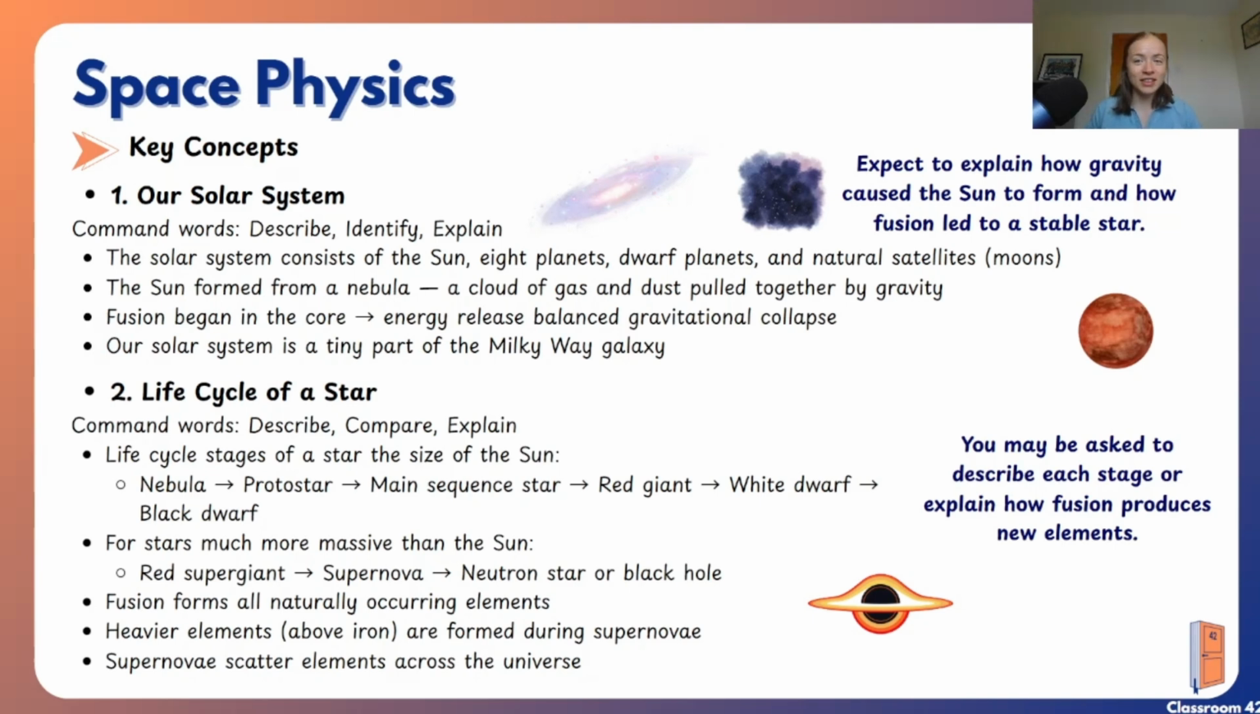So firstly, our solar system. The solar system consists of the sun, 8 planets, dwarf planets, and natural satellites such as the moons. The sun formed from a nebula, which is a cloud of gas and dust pulled together by gravity.